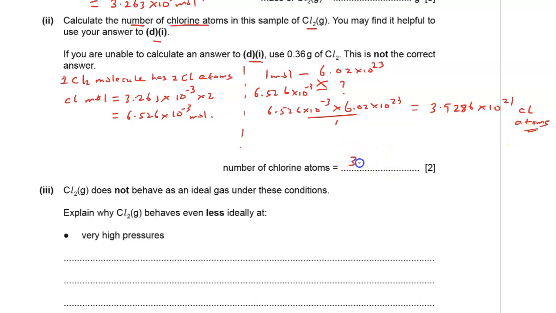So the answer is right there, 3.93 in 3 significant figures, times 10 raised to power 21, the number of chlorine atoms. Right there.